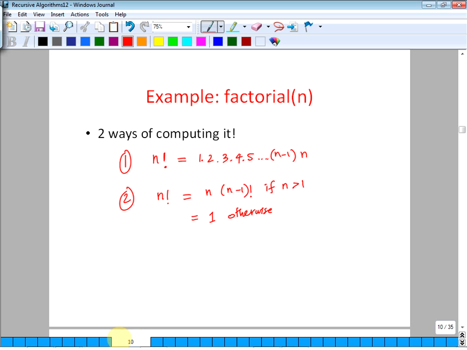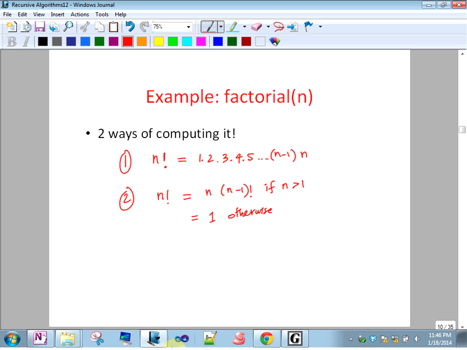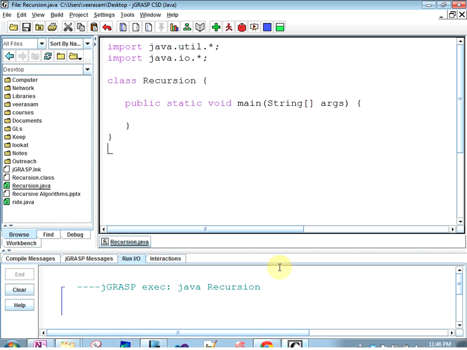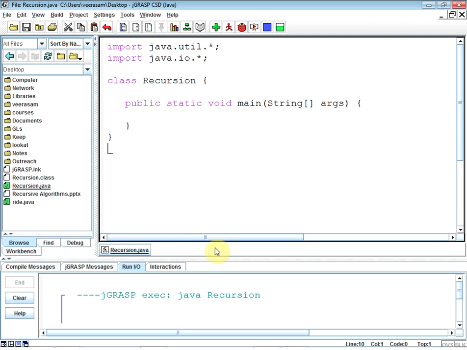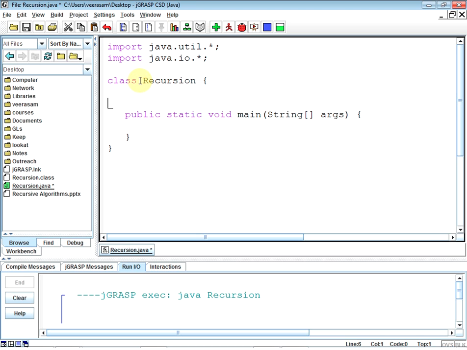So how will you code this? Let's take a break here and jump to coding. I'm going to use a very simple JGrasp editor for Java; the concept is similar in C++, it's not very different. Let's go ahead and code it here. Static int factorial of n.